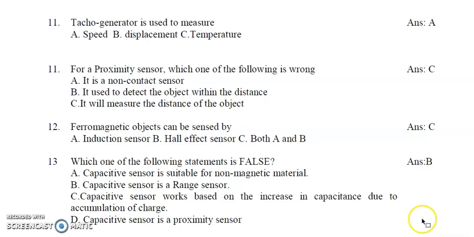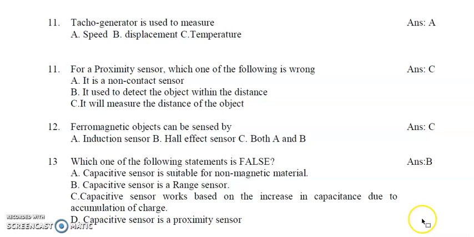So the ferromagnetic objects can be sensed by both A and B. Either in the induction sensor or in the Hall effect sensors, we can sense the ferromagnetic objects. The ferromagnetic objects are going to cause a change in the induction or in the coil. So by that we can sense the ferromagnetic objects by induction sensor.